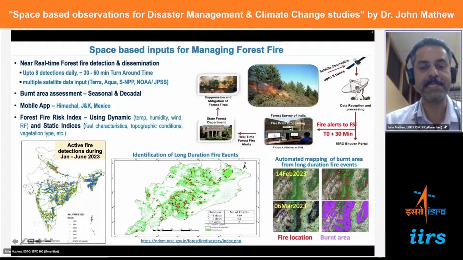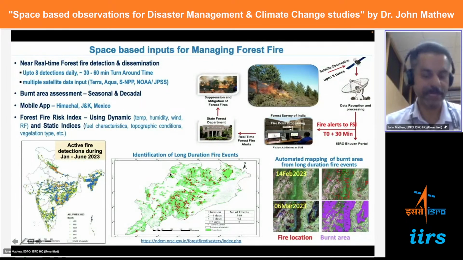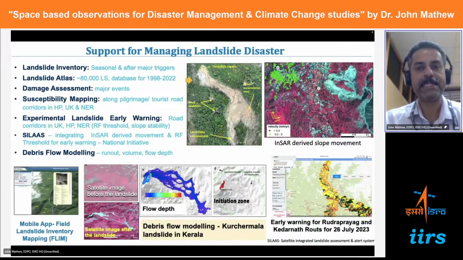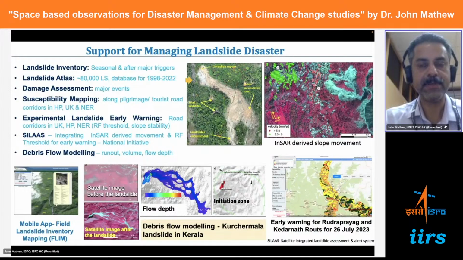And we are also carrying out research in identifying such long duration forest fires on an automated basis. You can see the lower portion, identification of long duration forest fire events. And these detections are automated, now implemented for Odisha and being extended to other states in the country. I will move to the next disaster, that is landslides.